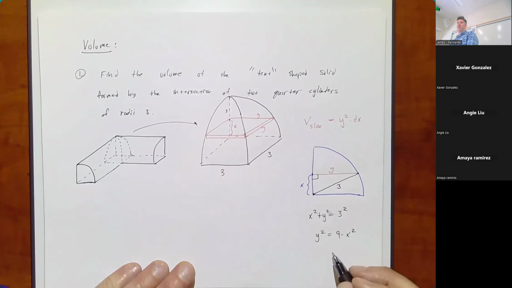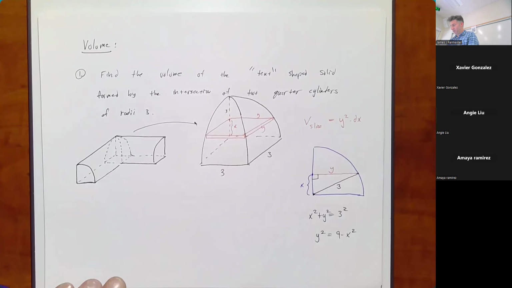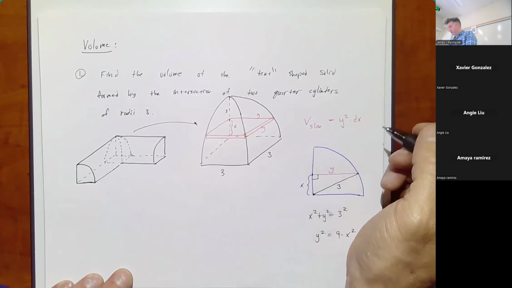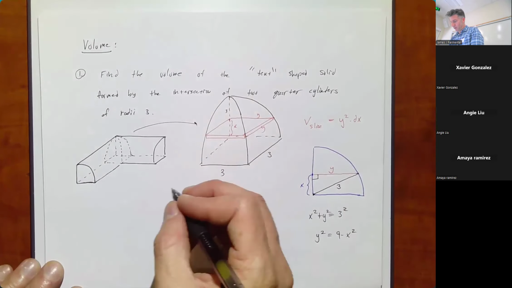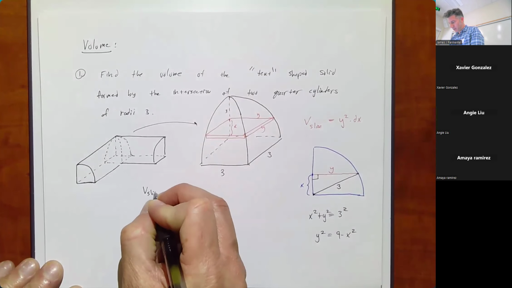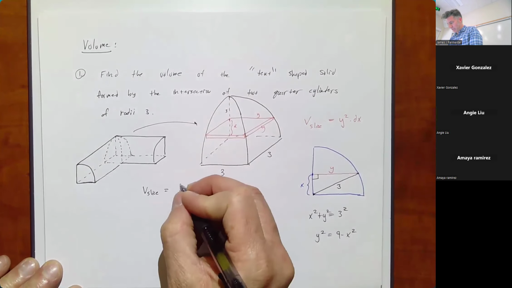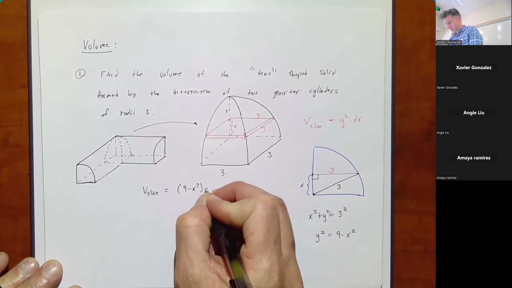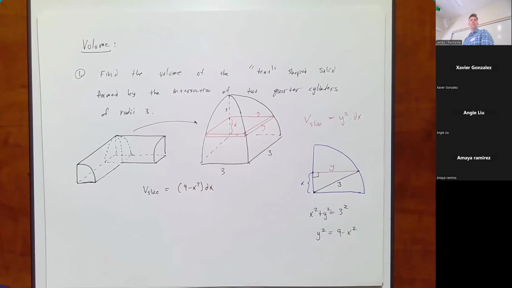And I don't even really need to solve for y here, because I'm trying to figure out what y squared is. So I can just pop that in for y squared and say the volume of my slice is going to be 9 minus x squared times dx. Or you could have solved for y and said y is the square root of 9 minus x squared, and then plugged it in.